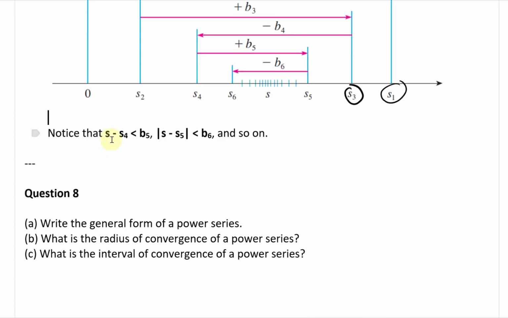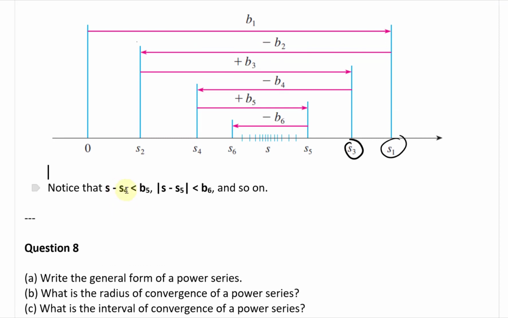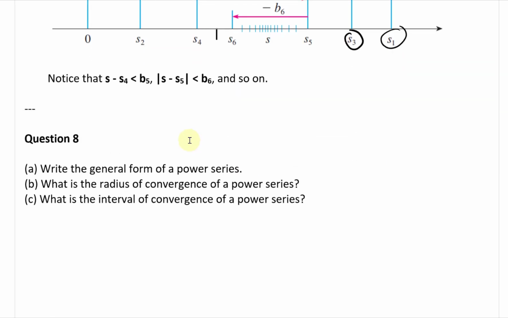So notice that S minus S4 is less than B5, and S minus S5 is less than B6. So this is the S minus S5. The absolute value here is less than this right here. Less than this section there. So it's fascinating stuff. All right, so now let's look at question 8.